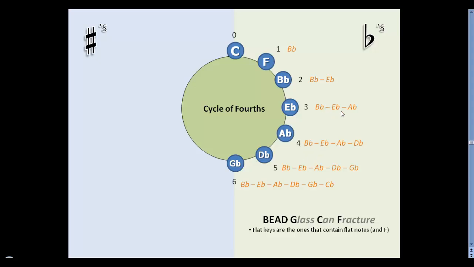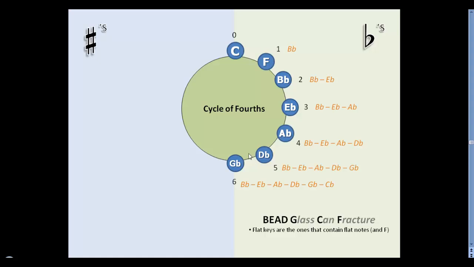If you have the notes and you need to figure out the key, I'll put them in the order of this. If I know that I'm playing A flat, B flat, and E flat, we'll put them in the order of BEADGCF, and the key is going to be your second to last flat. B, E, A, I'm in the key of E flat. B, E, A, D, G, I'm in the key of D flat. And that's it. That's all there is to it.